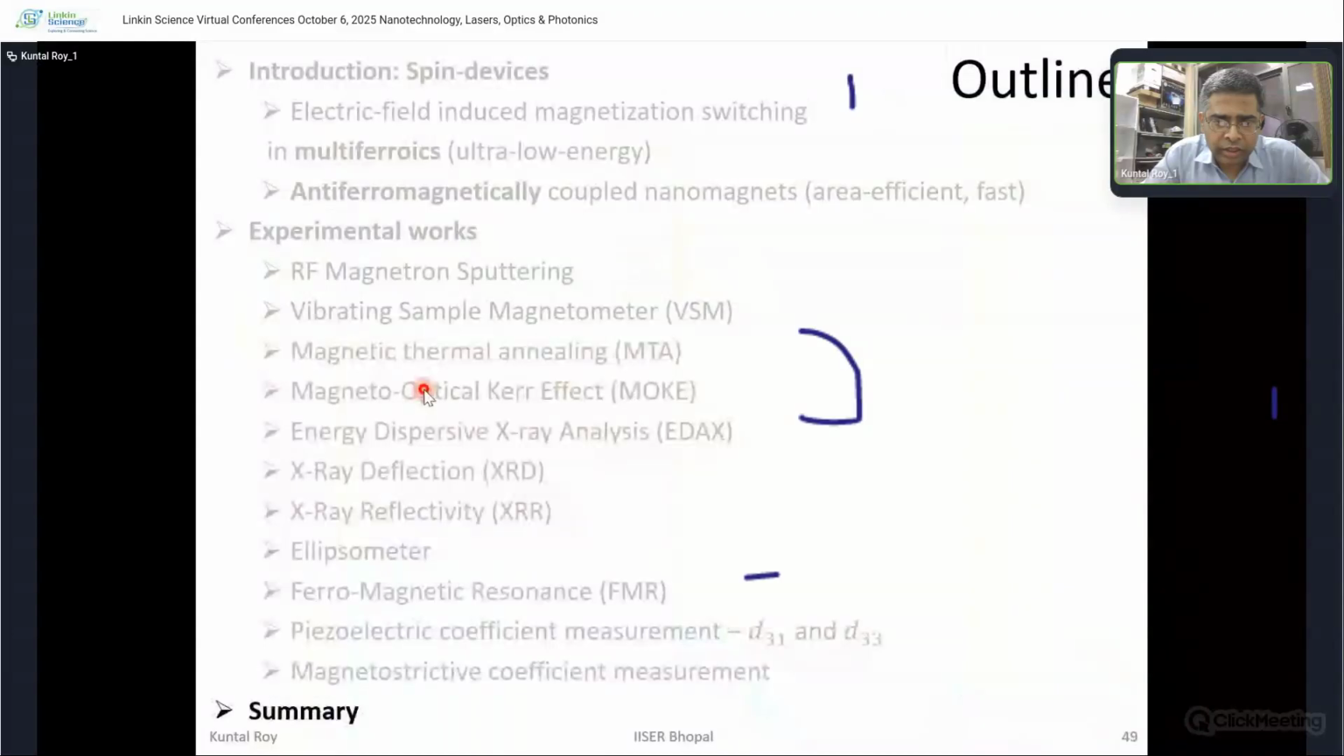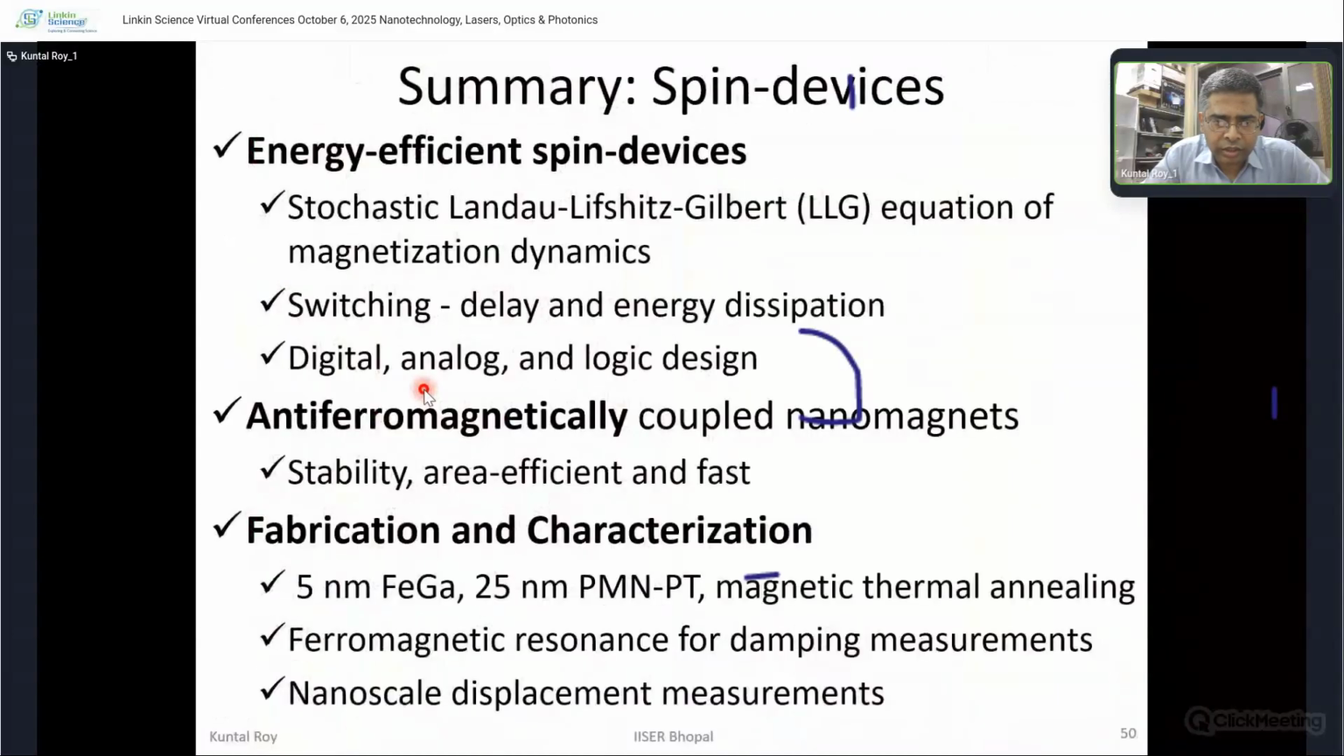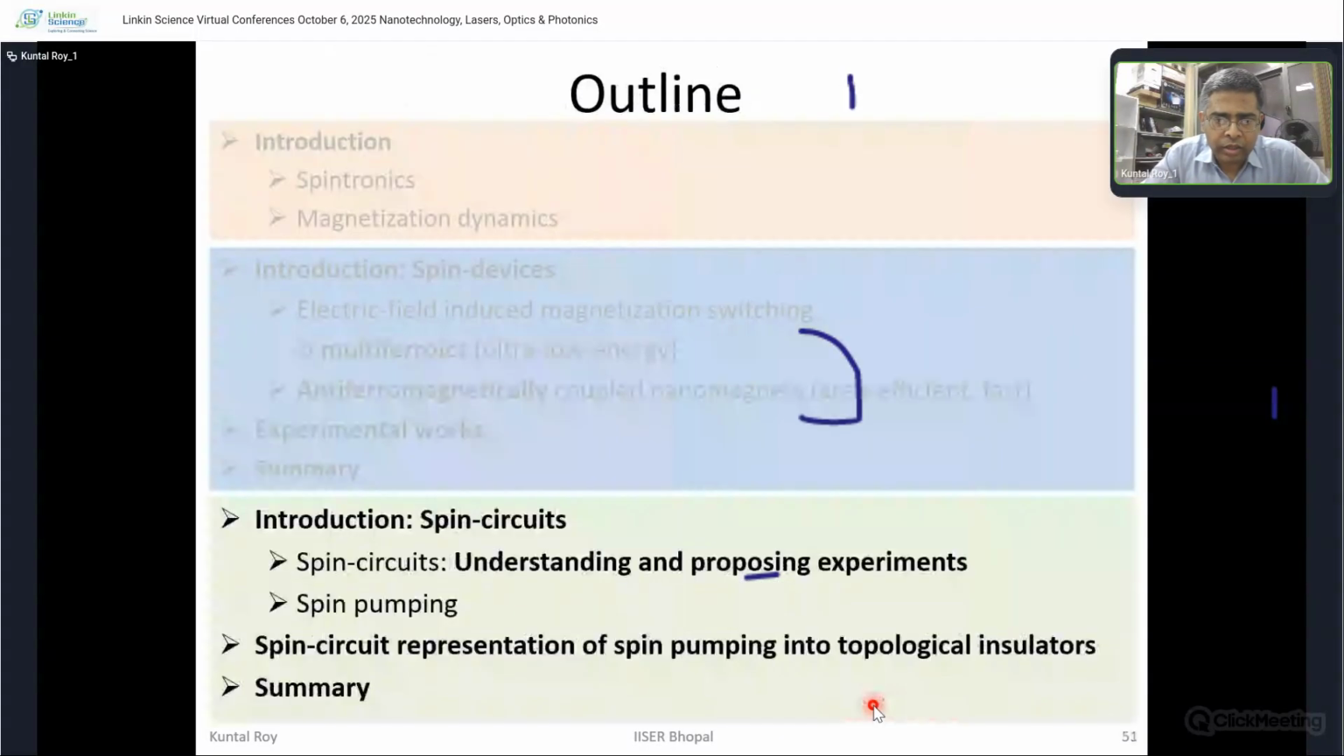Okay, so in the interest of time, I will quickly summarize the spin devices part. Here we have shown energy efficient spin devices using simulation, and antiferromagnetically coupled nanomagnets can also give stability, area efficiency, and fast switching speed. We have done many different fabrication and characterization things. Damping measurements will be useful in the magnetization dynamics. Nanoscale displacement measurements we have also done.